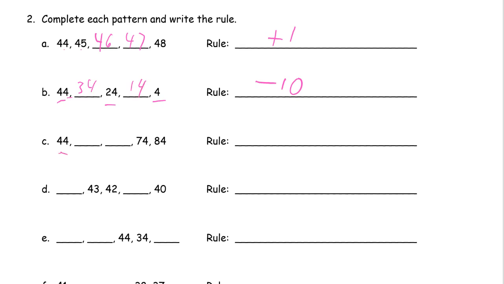This one, C, looks like the numbers are getting larger. And we still have fours in the ones place. So it's the tens place that's changing. So it's got to be plus 10. So 44, 54, 64, 74, 84, it works.